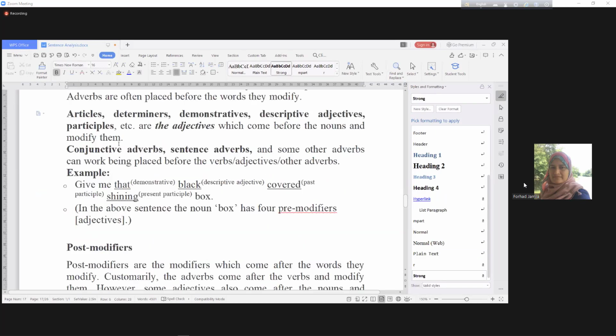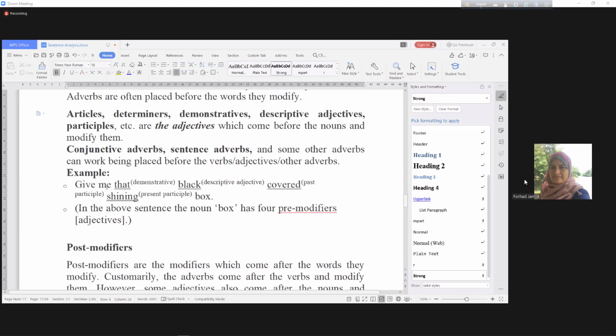So articles, determiners, demonstratives, descriptive adjectives, participles, etc. are the adjectives which come before the nouns and modify them. Conjunctive adverbs, sentence adverbs, and some other adverbs can work being placed before the verbs, adjectives, or other adverbs.